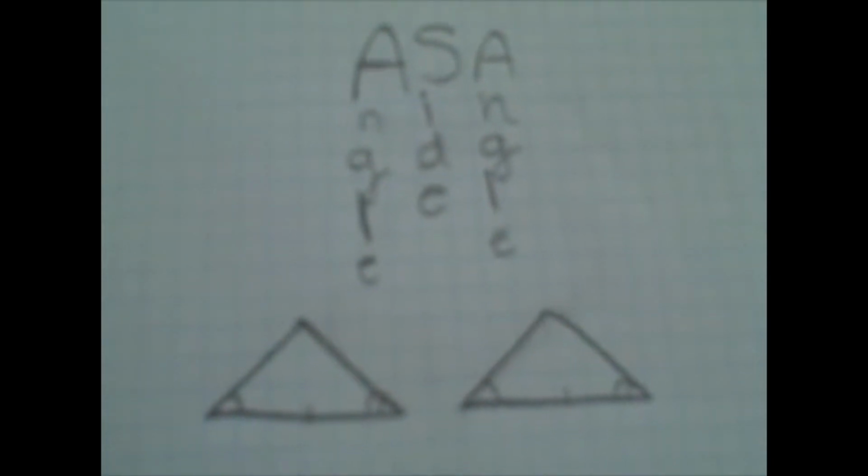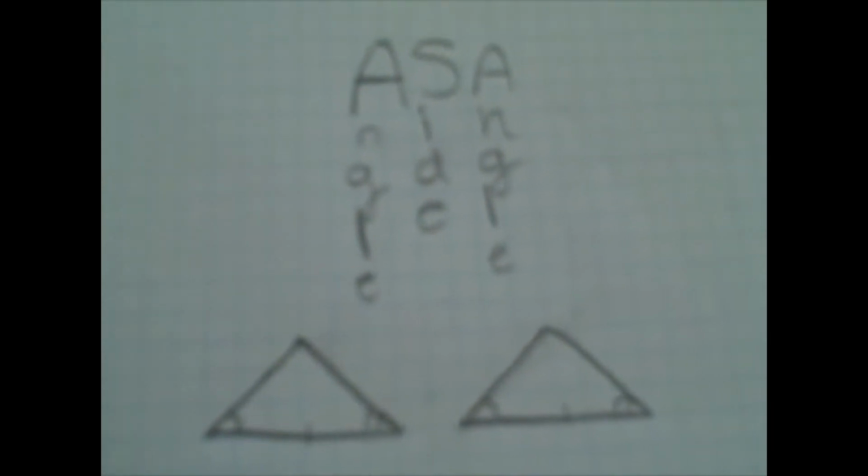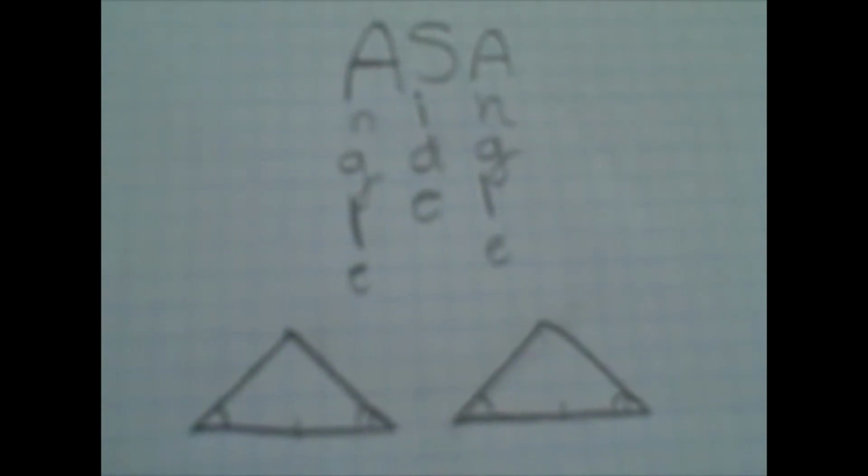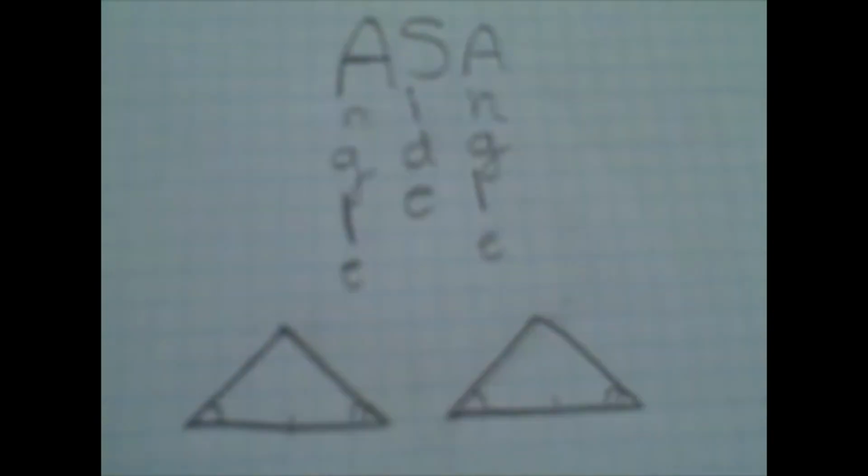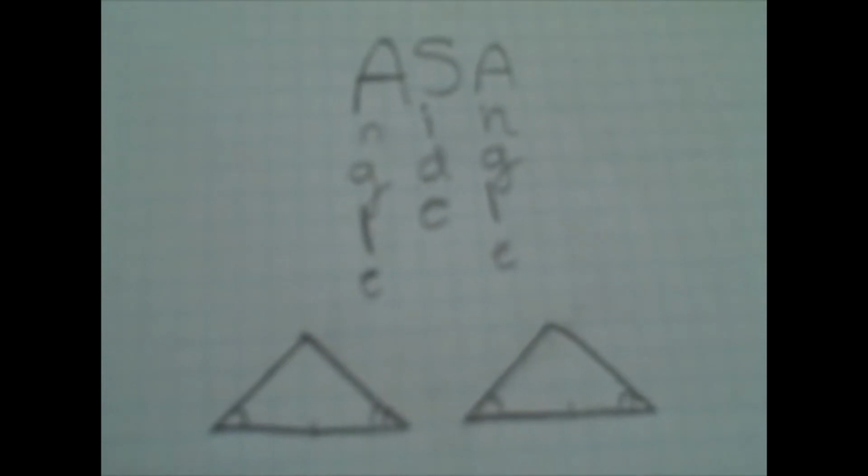The angle-side-angle congruence theorem proves that two triangles are congruent by having two angles and one side congruent.